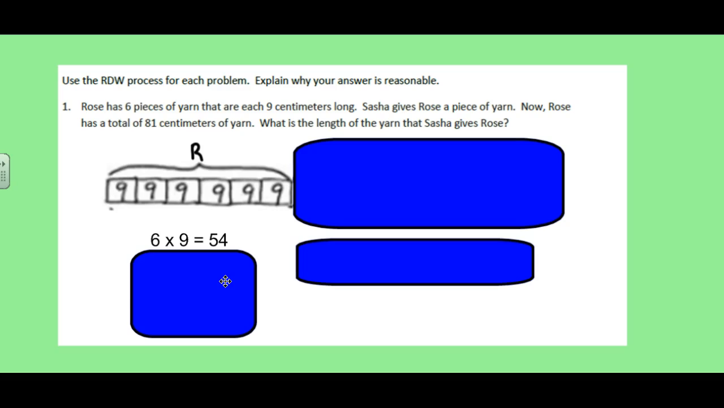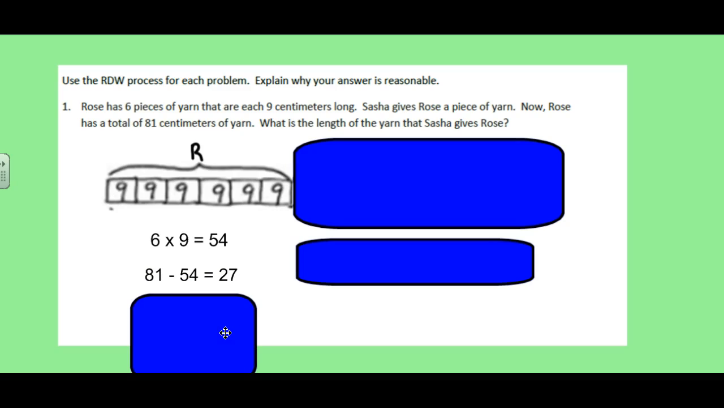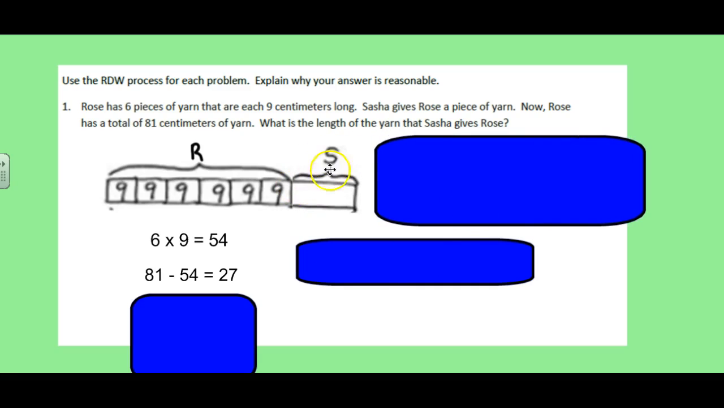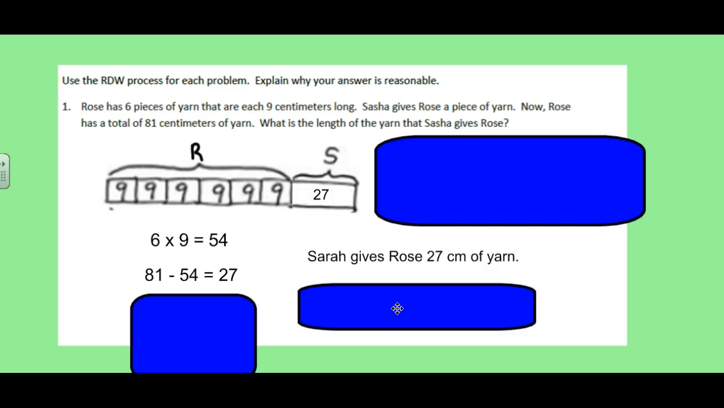Okay, so if I have 54 and I have 81, all I have to do is subtract those two numbers, and that's going to tell me how long Sasha's piece of yarn is. So if I were to add to my drawing, I would say that here's Sasha's piece, and I know that it is 27 centimeters. So now all we need to do is answer the question to this problem in a sentence. And the question is, what is the length of yarn that Sasha gives Rose? So the sentence I'm looking for is Sasha gives Rose 27 centimeters of yarn. So make sure you write that for number 1.